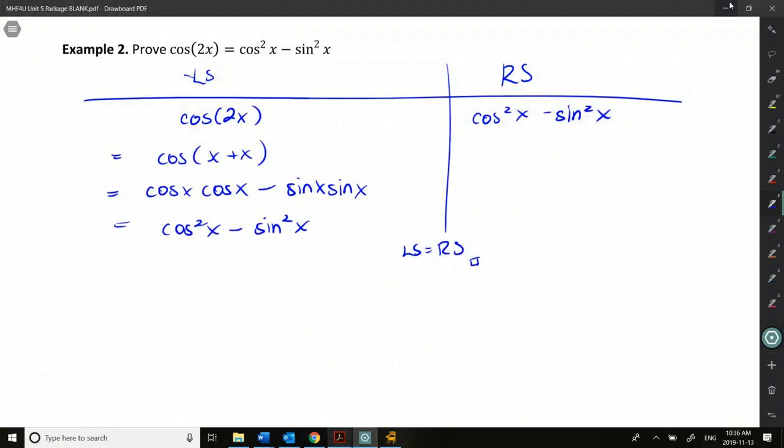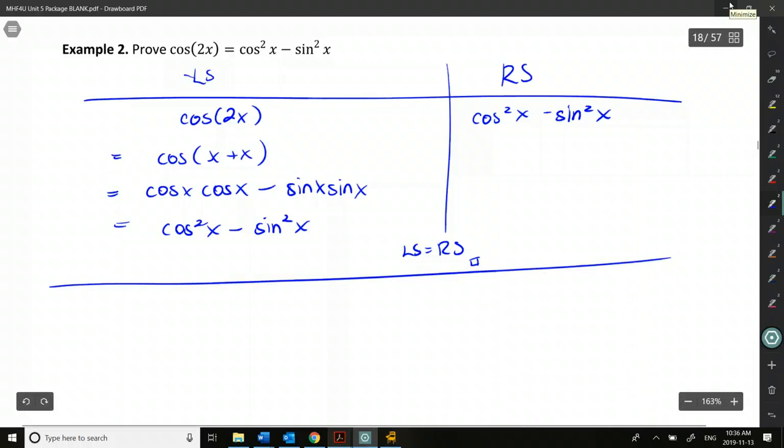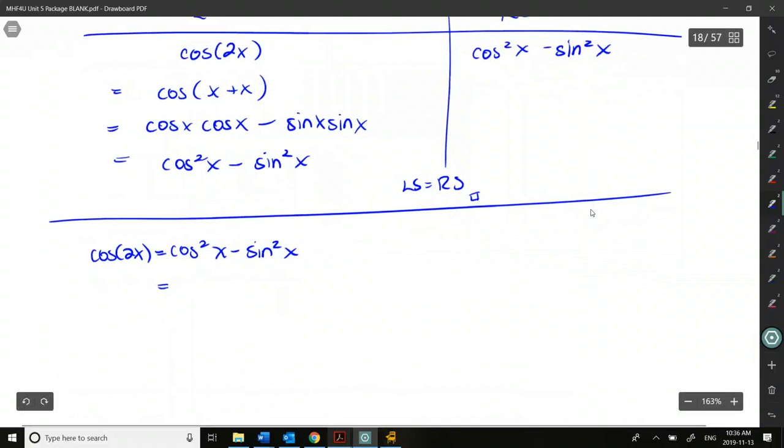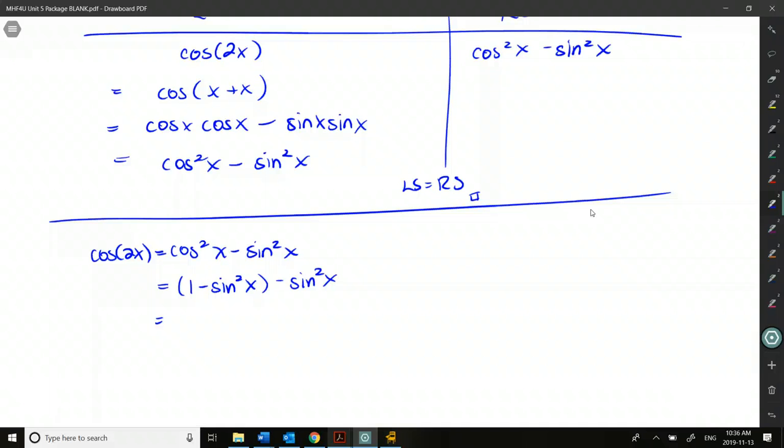So if I take the cos squared, we know now that the cos of 2x is equal to cos squared x minus sine squared x. If I take cos squared x and enter in its identity, which is 1 minus sine squared x, you remember from the rearranged Pythagorean identity that cos squared x is actually equal to 1 minus sine squared x. Okay? How many sine squared x's do I have here?